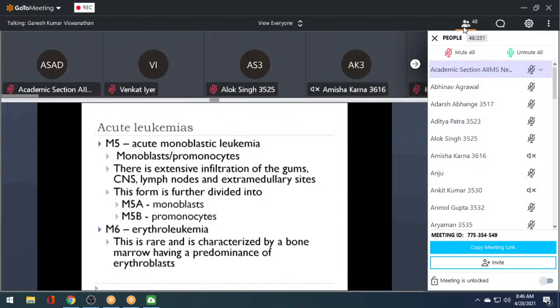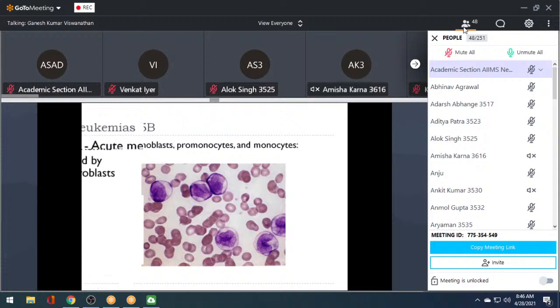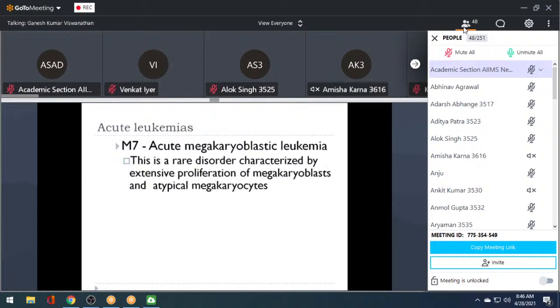Another type is M6. So this is erythroleukemia. This is a very rare type of AML where you have involvement of erythroblasts. M7 is involvement of the megakaryocytic lineage. So it is called acute megakaryocytic leukemia.